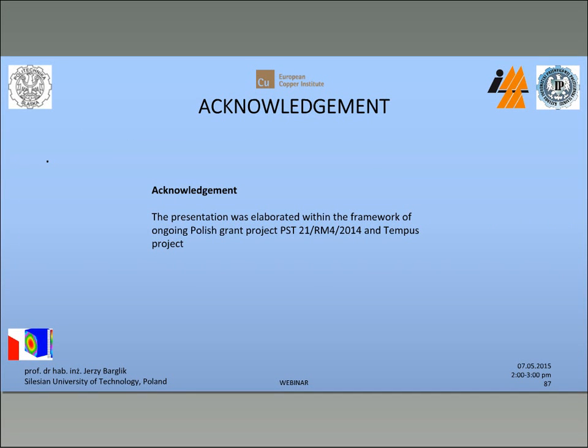And I would like to say that the presentation was elaborated within the framework of the ongoing Polish grant, sponsored by the Polish Center for Research and Development, and also some parts were prepared for my PhD students within the framework of the Tempus project, energy efficiency technologies in electrotechnologies, which will be provided for Russian students in Samara, Krasnoyarsk, Petersburg, and Novosibirsk in English.